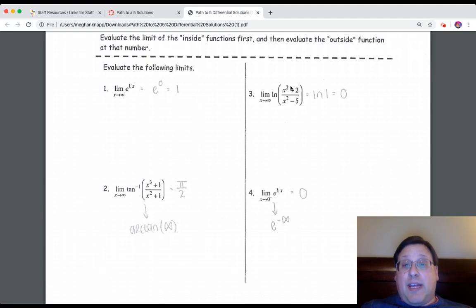Similarly, in number 3, since these have the same degree on top and bottom, this fraction goes to approximately 1. Natural log of 1 is 0. As we approach 0 from the left here, 1 over 0 will get very, very big, but also be negative. So we have e to the negative infinity, which is going to make this a very, very small number, hence the going to 0.